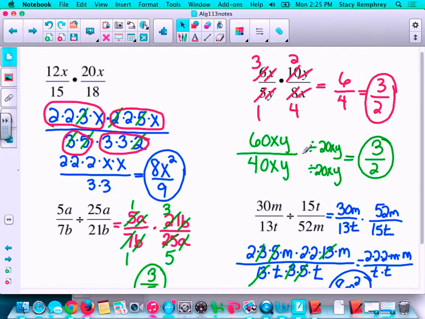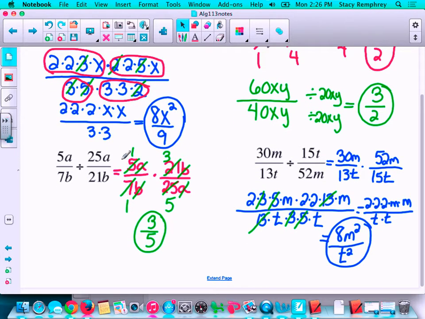Now, a third way I could see a lot of you doing this is multiplying across the top. That would give you 60xy. Multiplying across the bottom, that would give you 40xy. Looking for a greatest common factor of the numerator and denominator, dividing both by that, and you'll still end up with 3 over 2. So the blue and the red and the green are 3 different ways. They all get to the right answer. It's just what works for you, what makes sense for you and helps you.